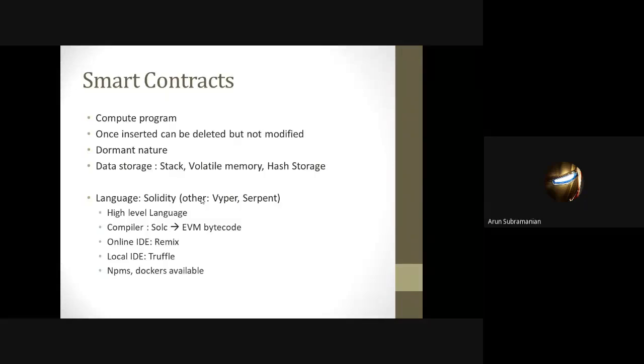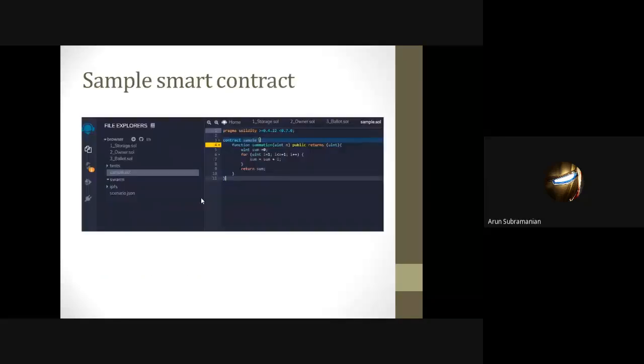To create smart contracts, a popularly used IDE is Remix, which is an online IDE where you can do all your smart contract creation, deployment, and all other stuff online. We also have a local IDE, Truffle. We have many node package managers and Docker versions available, so you can run it on your local machine as well as on Docker. Now let's see a sample smart contract.